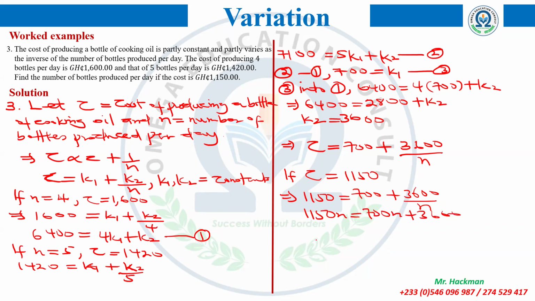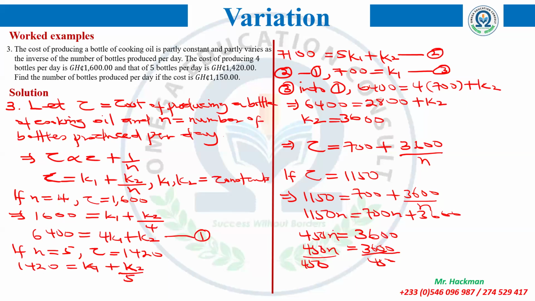This one times n will give us 3600. Am I right? Yes. So you move this one to the side because this is bigger, so that you get positive. I'm waiting for you to give me the value here, then I'll write. So it will be equal to 3600. This gives us 450n. So you write it again before you divide: n is equal to 3600 over 450.